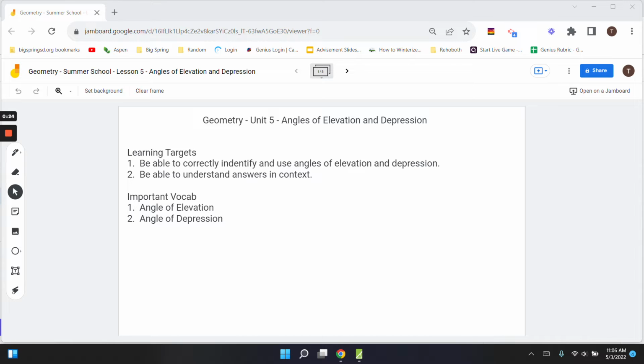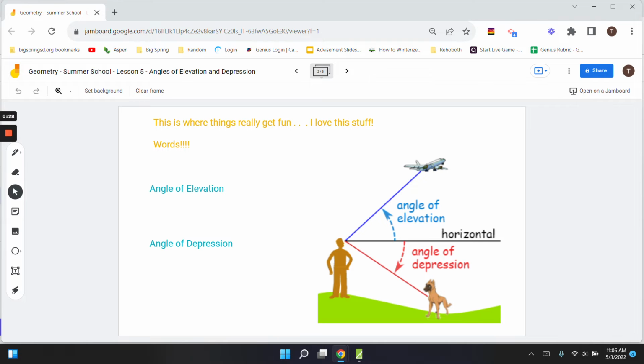So we'll get started. When you think about angles of elevation and depression, for angle of elevation, think about you looking straight out. Let me change colors here so maybe we can see better. We have this line here that's like a horizontal line. If we have to look up, that's elevation. If we have to look down, that's depression.